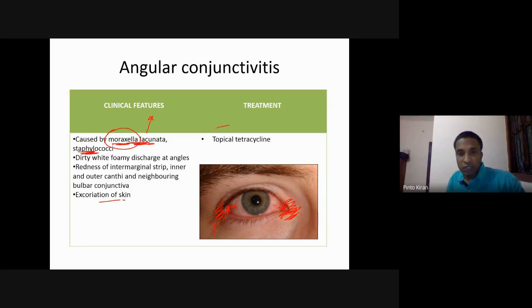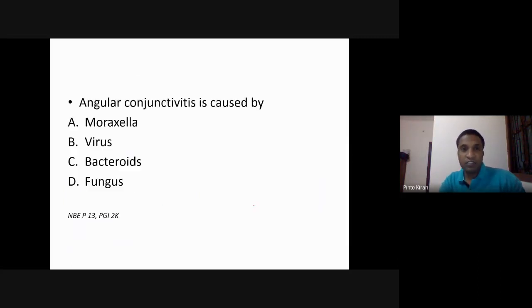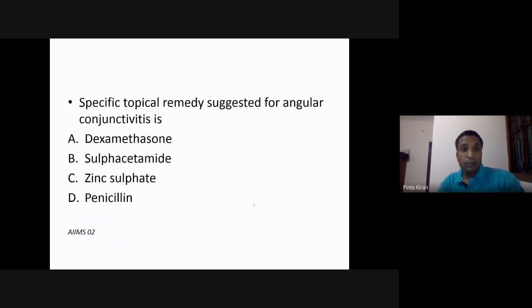So what is the treatment of choice here? Tetracycline. You have to remember. So this question was asked in 2013 and 2000. Angular conjunctivitis is caused by, very simple, it's Moraxella. A specific topical remedy suggested for angular conjunctivitis is, who will answer? Anybody?